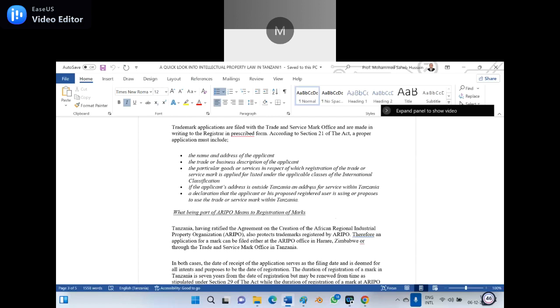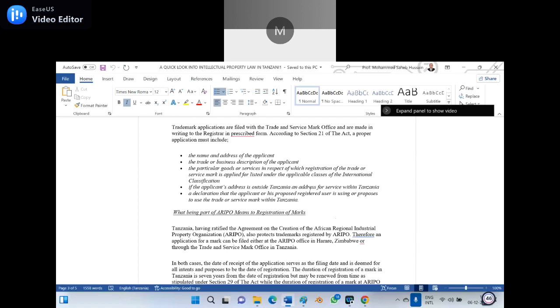The third bullet is the particular goods or services in respect of which registration of the trade or service mark is applied for, listed under the applicable classes of the international classification. So classification should be there. What products are going to be registered, the goods or services or trade or service marks, should be applicable to the classes of the international classification.